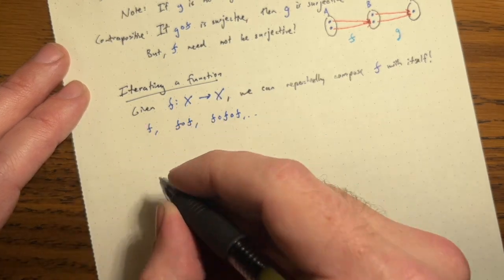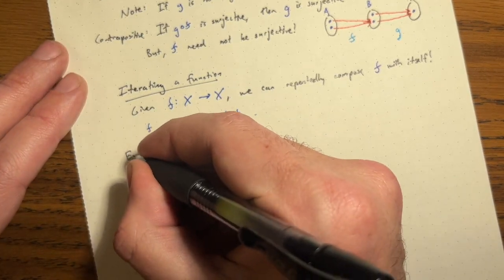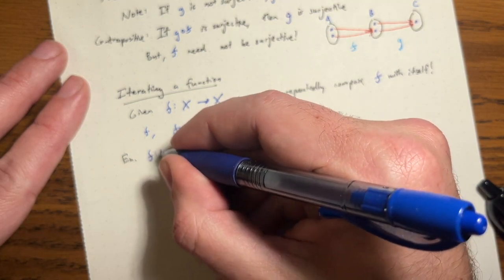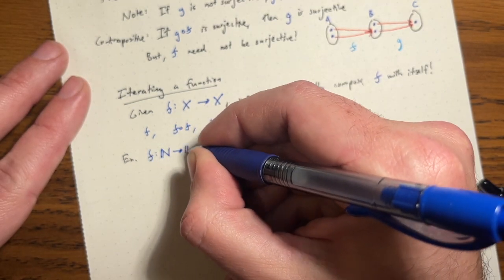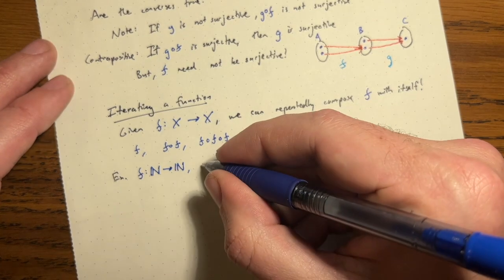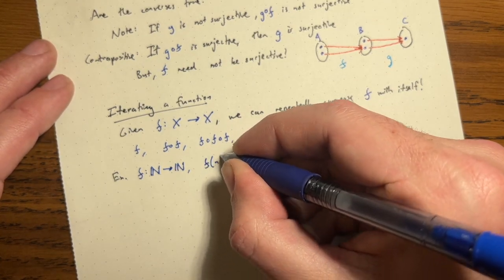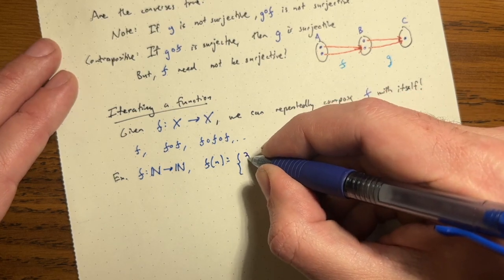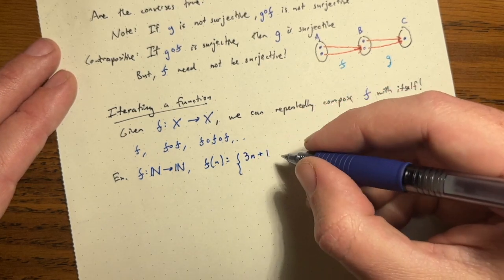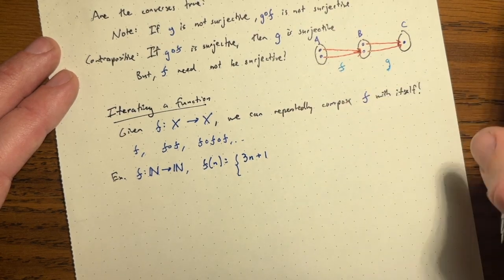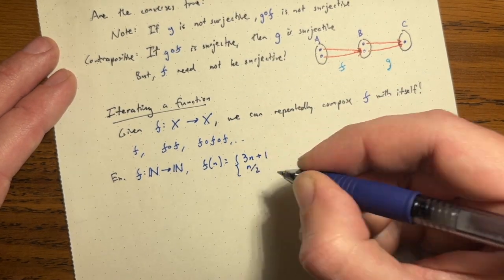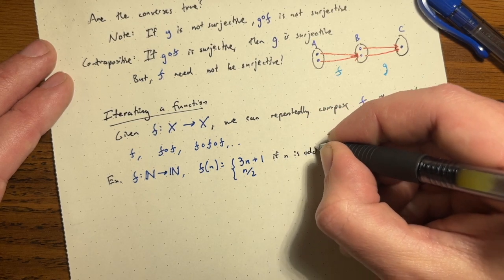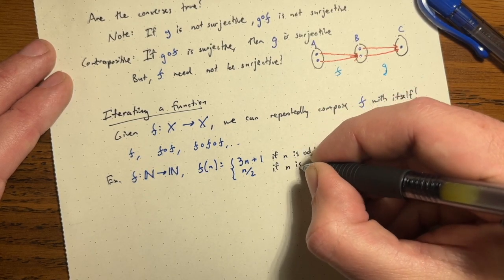In the Collatz conjecture, we defined f as a function of natural numbers, where f of n is, well, there are two possibilities. Remember, if n is odd, then you multiply by 3 and then add 1, and if n is even, you divide by 2. So it's this one if n is odd, and this one if n is even.